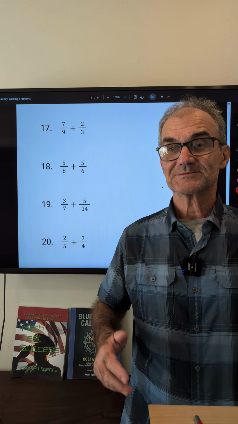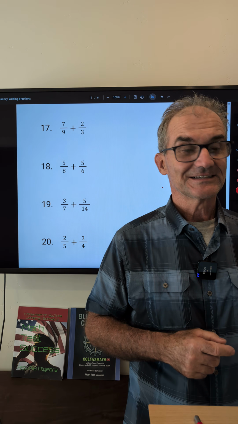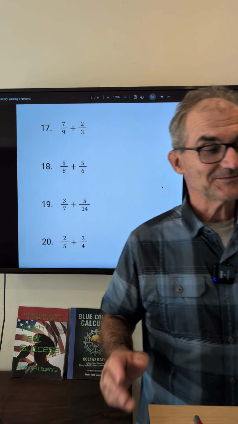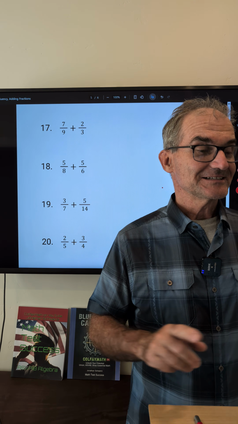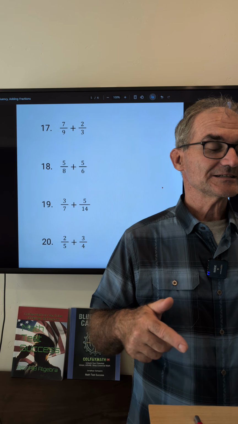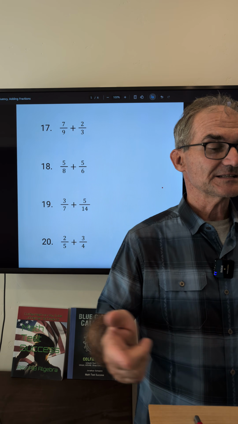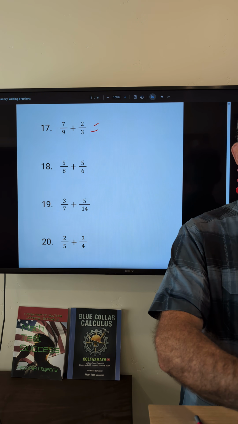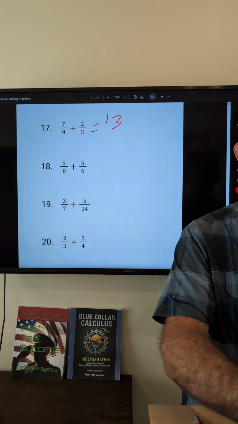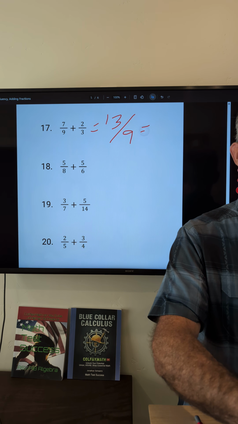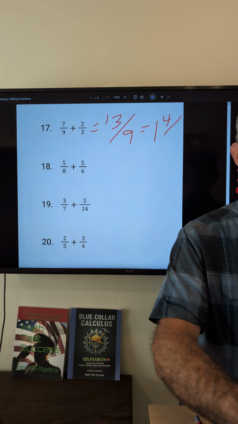Again, you can't just watch me do this. You got to do these yourselves. We're going fast. I might have made a mistake. I don't think I have yet. Number 17, 7/9 plus 6/9, 13/9, or 1 4/9.